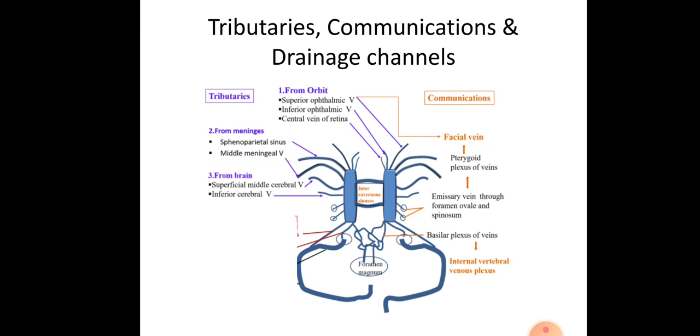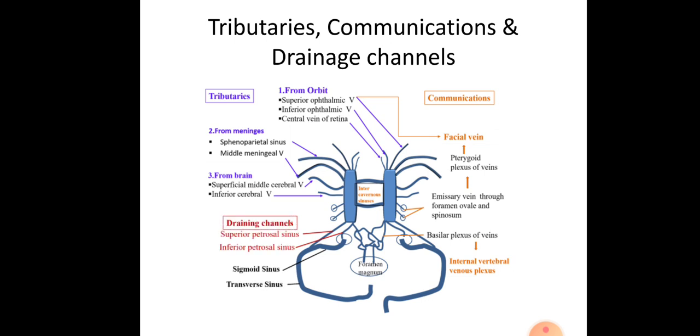Another set, the internal vertebral venous plexus, also communicates through the basilar plexus. That can go on either way, depending on the pressure difference, which is why they are called communications. And the third set is drainage channels. This is how the cavernous sinus drains. In some textbooks, it is also included under communications.